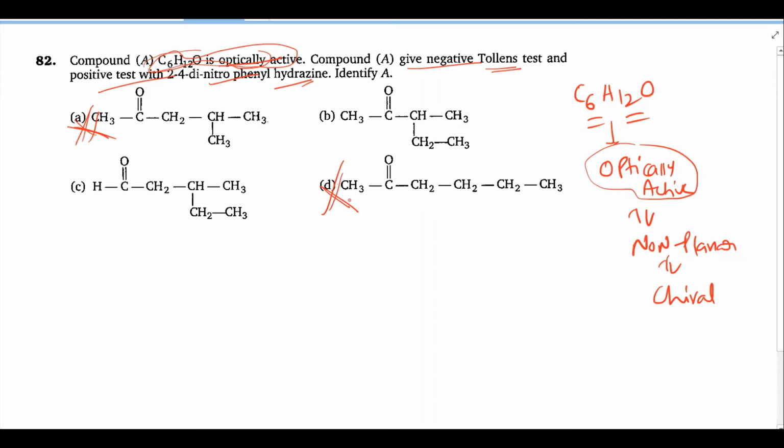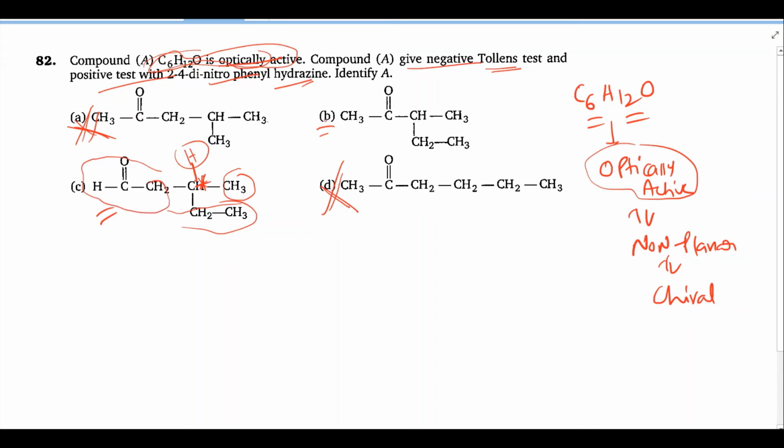So A and D are not possible. You can try with B and C options. And here this is optically active. Why is this optically active? Because the carbon is surrounded by 4 different groups. So this is optically active.